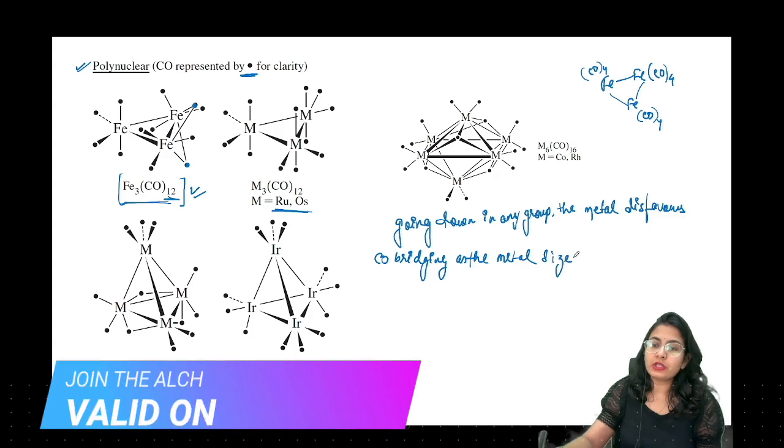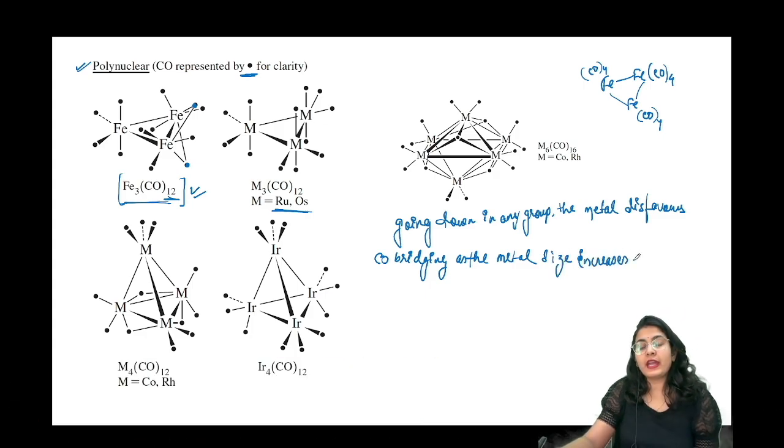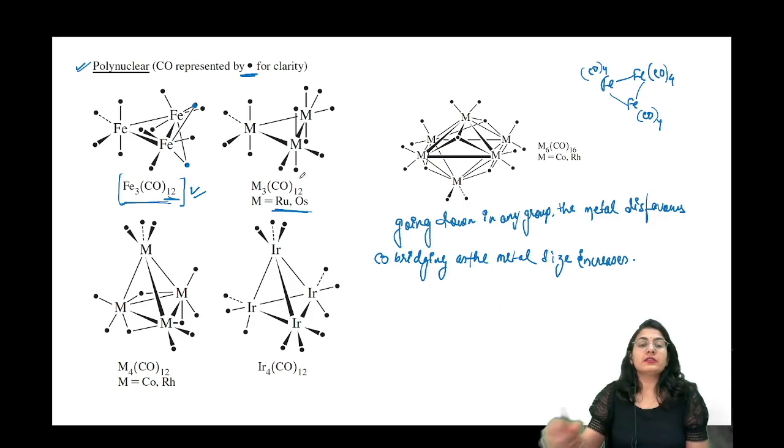Alright, so as we go down the group, the metal size increases, and that's why carbonyl bridging is not so possible. For ruthenium and osmium, it's going to be free. Per metal, 4 carbonyls, very simple.